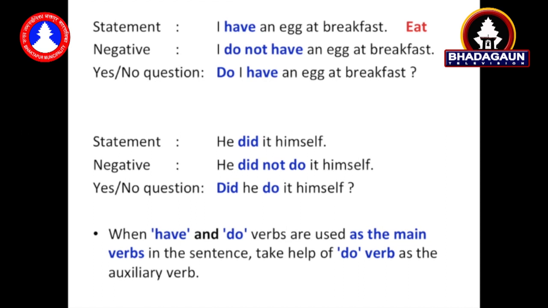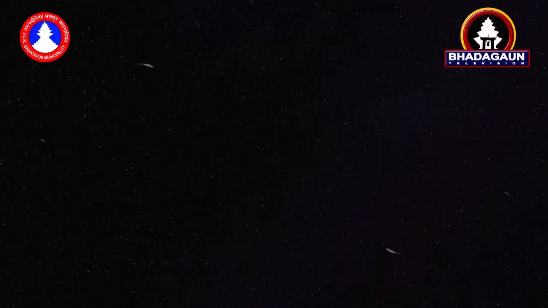And it means, when have and do verbs are used as the main verb in the sentence, take help of do verb as the auxiliary verb to make them negative and questions. Dear students, when have and do verbs are used as the main verb in the sentence, take help of do verb as the auxiliary verb to change the sentences into negative and yes no question.